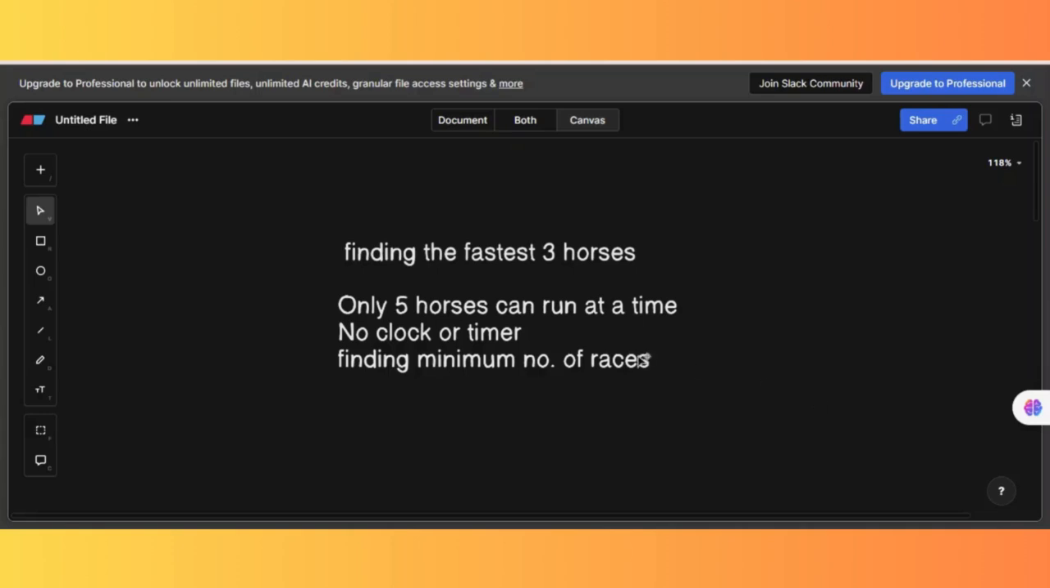There's a puzzle in which we have to find the fastest three horses from the 25 horses, and we have to find the minimum number of races required to find these horses. We have only five horses at a time. Like in race one, only five horses can be chosen, and in the next one, the next five, next five, next five. The total 25 horses can be divided into five groups. There is no proper timer, and you have to find the minimum number of races.